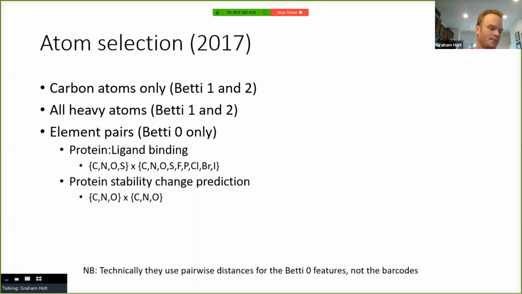One thing that I'll mention, and this bothered me, they mention in the paper that they don't actually use the barcodes for the Betty 0 features, and instead they only use distances. The exact way that they did that isn't super clear. So that was one gripe I had with the paper, is how they actually computed the Betty 0 barcodes wasn't very clear to me, but that's a minor point.